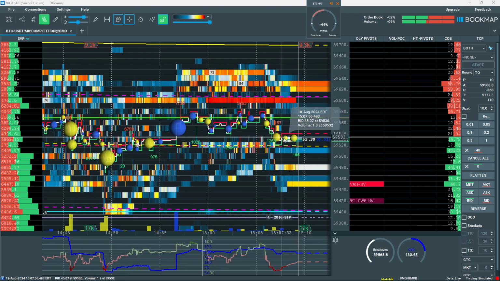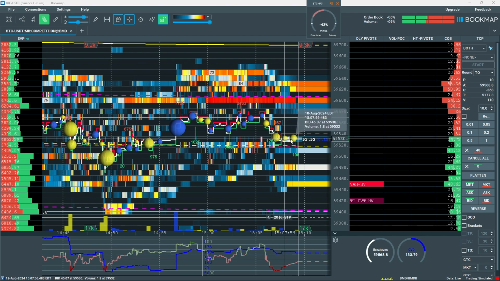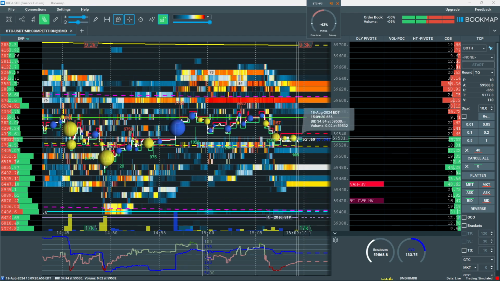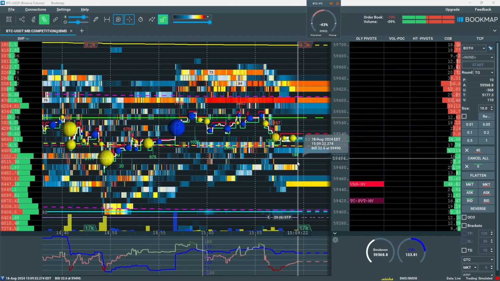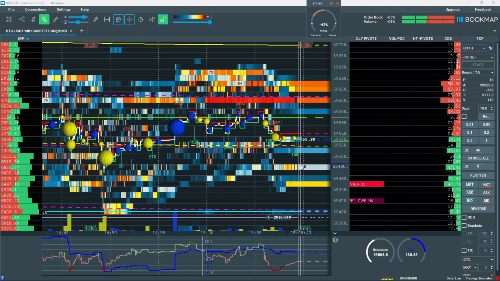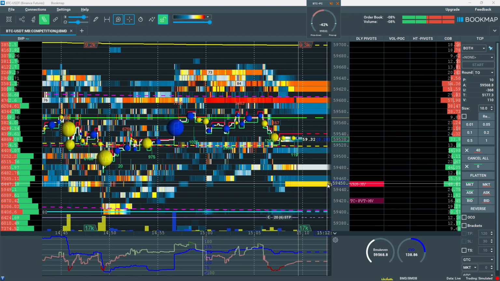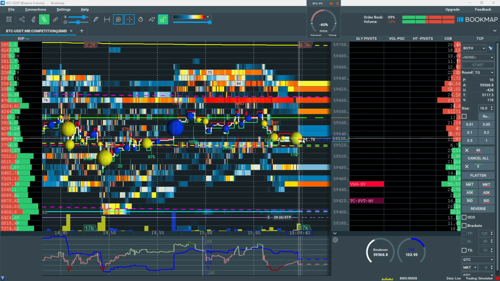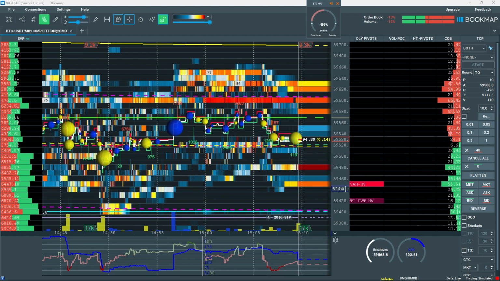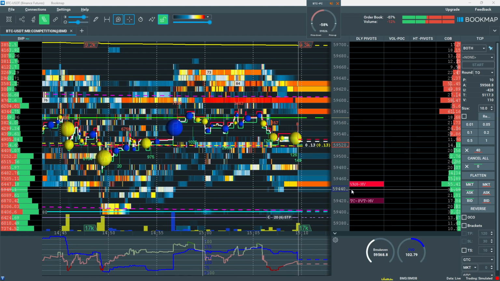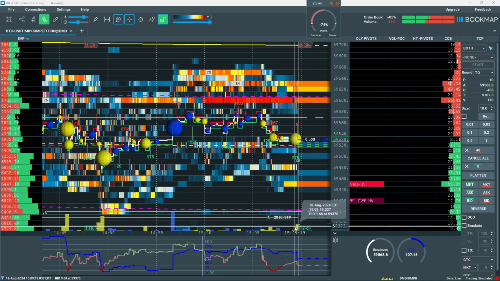Alright, looking like a little mini bear flag right now. If I see a big dip here, heavy volume into this area, I might consider taking it off. Alright, so big volume coming in. We see volume coming in here as well.